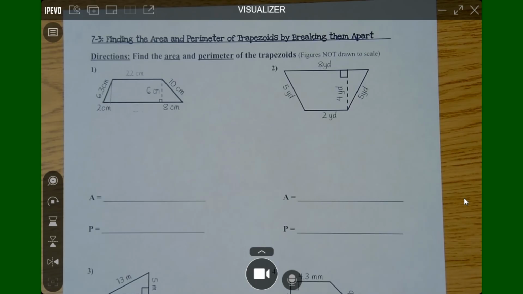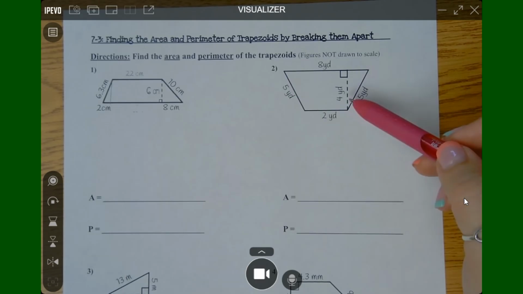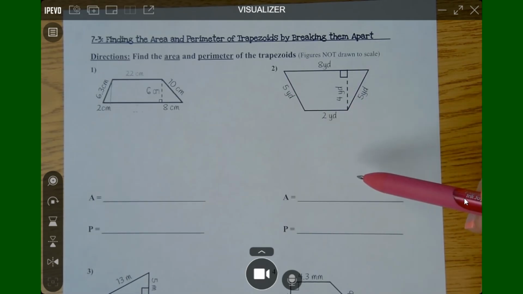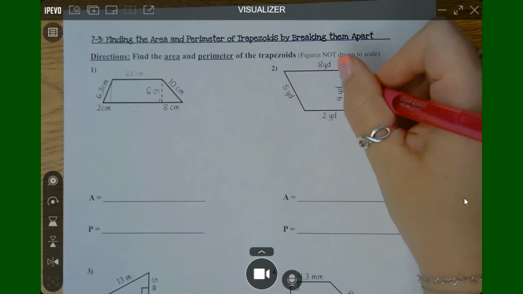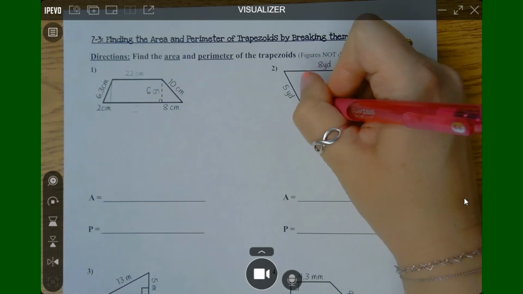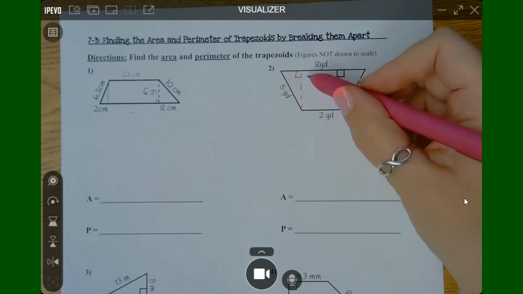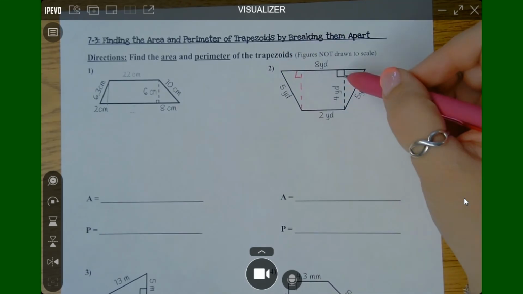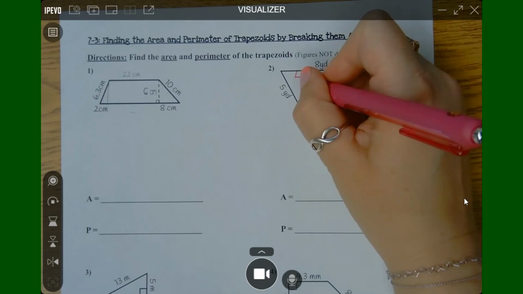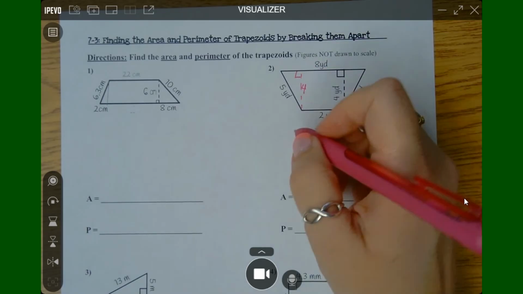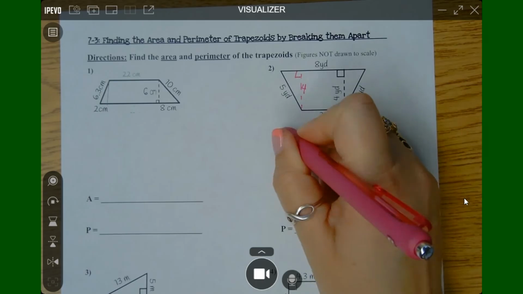Okay? So if we take a look up here, I can break this apart into how many different triangles? Probably 2 different triangles and then a rectangle. This one already has a line right here, but then if I just drop this line down, now I have another triangle. So right here, this height is the same as that height over here. So this is 4.